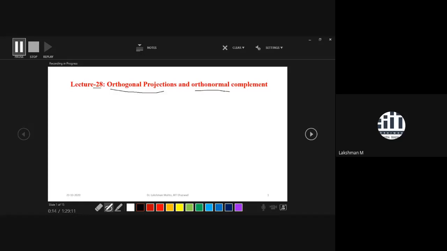And orthogonal complement with respect to orthonormal basis. So in short form, I would like to call orthonormal basis ONB: O for ortho, N for normal, B for basis. So we will take orthonormal basis with respect to that. We will try to explain.